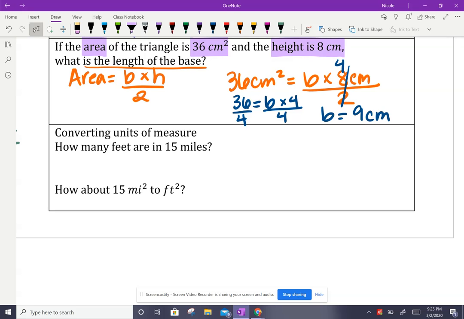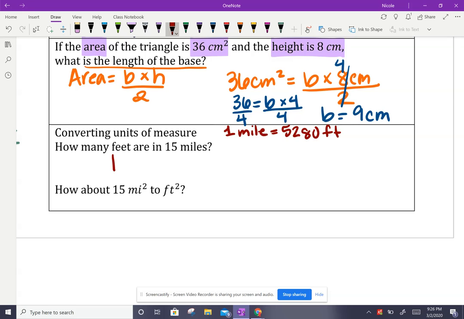So some things we want to remember: that 1 mile is equal to 5,280 feet. So perhaps I give you a question talking about miles, and then I'm going to ask you to convert it to feet or something like that. So how many feet are in 15 miles?